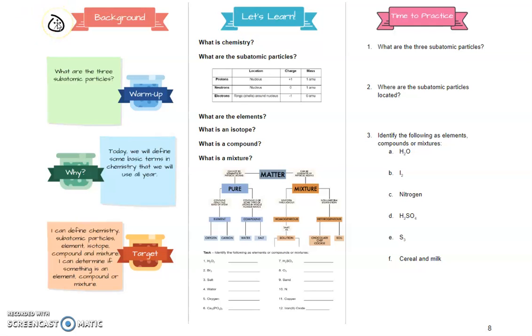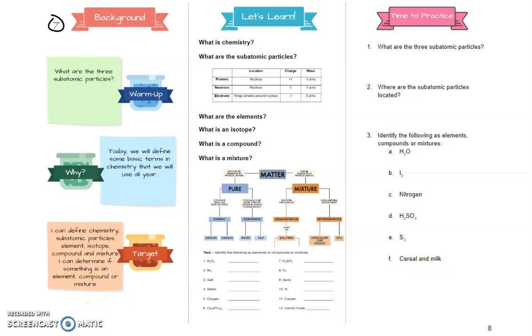Here on part 7 on page 8, you should see in the warm-up, we're going to be talking about subatomic particles you've talked about in other science classes. You need to be able to define these basic terms because we're going to use them all year, and that's what your target is. So defining chemistry, subatomic particles, elements, isotopes, compounds, and mixtures, and then importantly, determining if something is an element, compound, or a mixture, which is what we're going to practice.